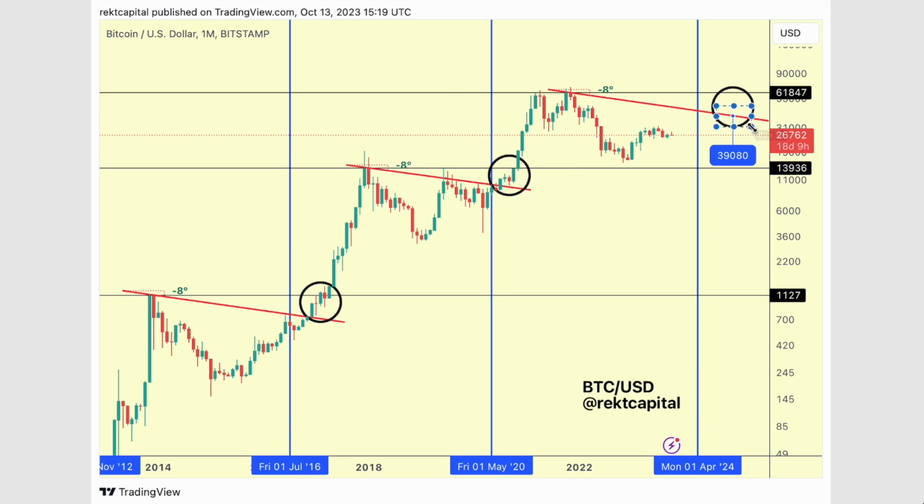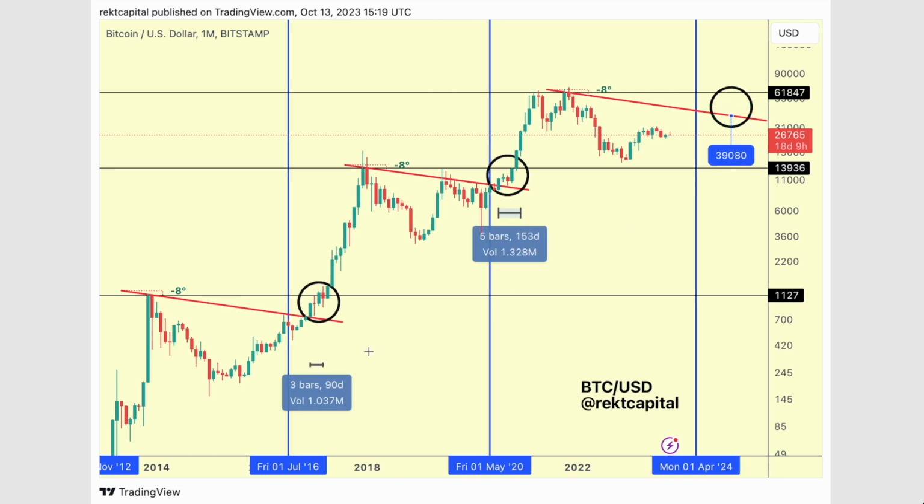And one of the things about this trend line after the halving, given how it's at an 8-degree angle, it could represent 39k after the halving. And if we focus on this chart right over here, after the halving, it takes around 90 days to around 150 days to retest this trend line and then break to new all-time highs. So the entire process of retesting this and breaking to new all-time highs takes around 3 months to around 5 months. And what if this process is actually extending in time, right?